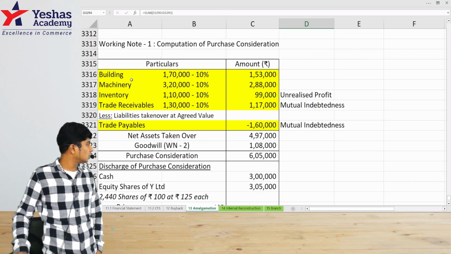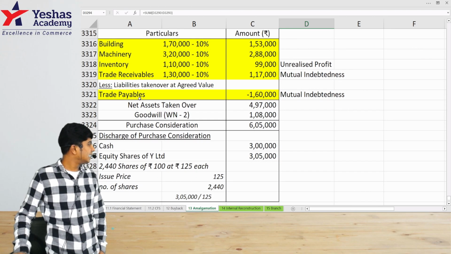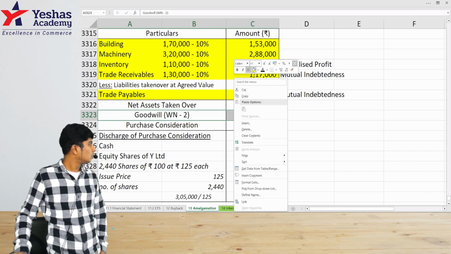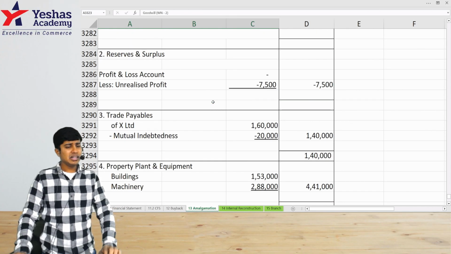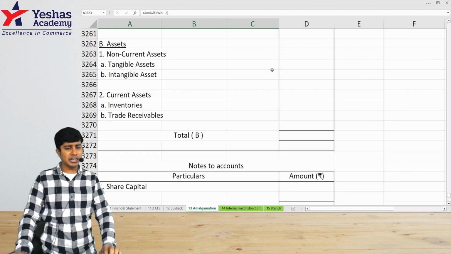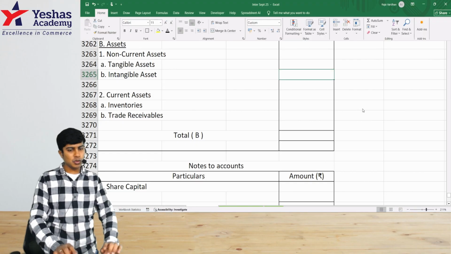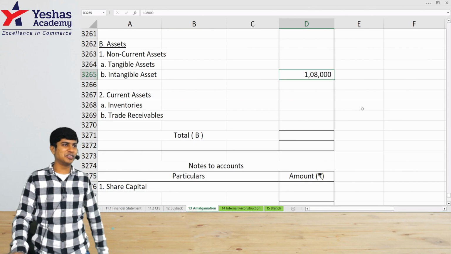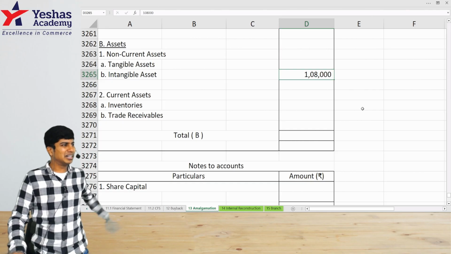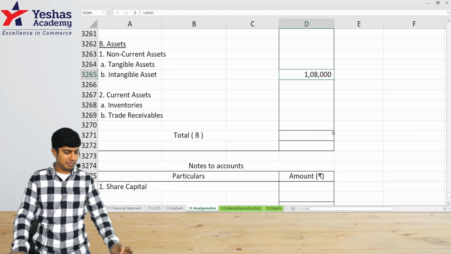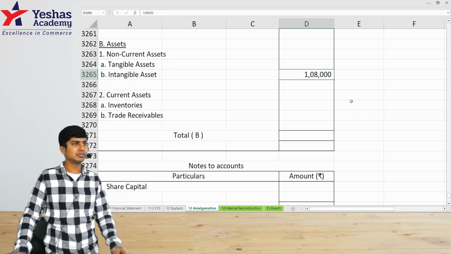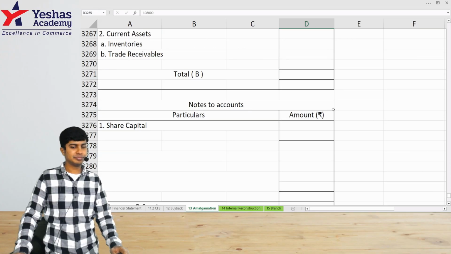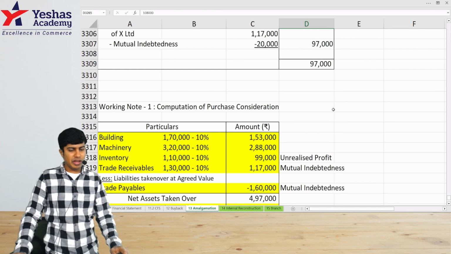Come back to assets taken over, everything done. Net assets already done. Goodwill, how much is our goodwill now? 1,08,000. Shall I write it as intangible assets straight away in the balance sheet? There is a possibility that some of you might have written 1,08,000 goodwill minus unrealized profit 7,500. Got it? But this is the ideal way of presentation. That might still make your balance sheet tally. You might just lose 1 mark if you do that. Instead of 14, you might get 13. Then what do we have next?